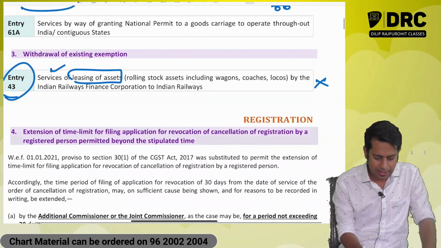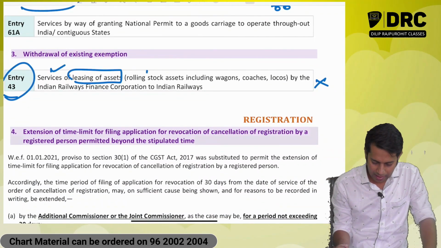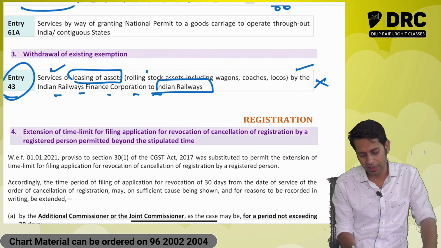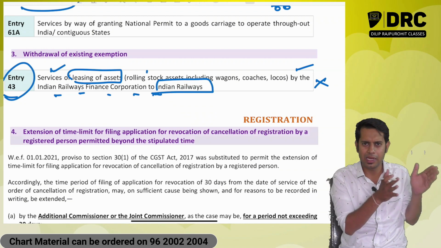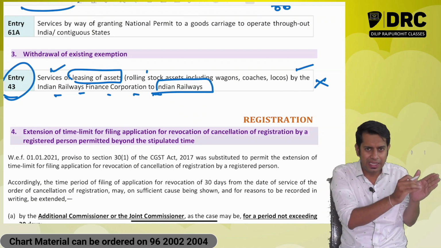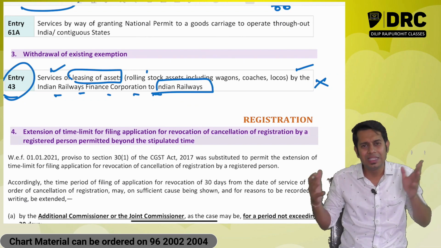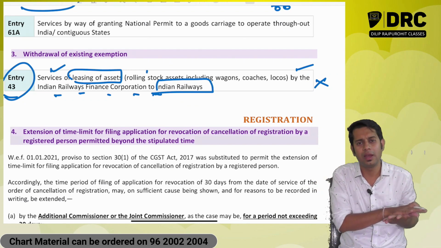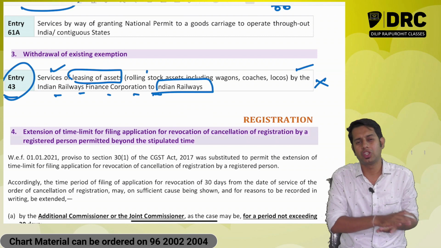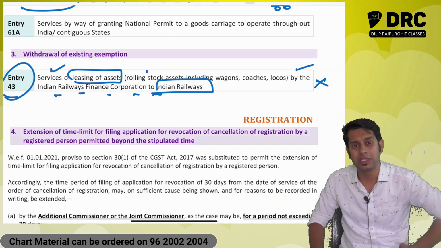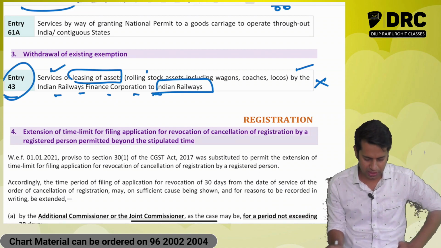Which is that, sir? Services of leasing of assets by Indian Railway Finance Corporation to Indian Railways. So there are two separate entities. Indian Railway Finance Corporation is leasing all these assets. What are those assets? Say the coaches, the engines, etc. They are leased out by Indian Railway Finance Corporation to Indian Railways, IRCTC. Whatever amount they are paying was exempt all these days. Now it is taxable. GST is payable.